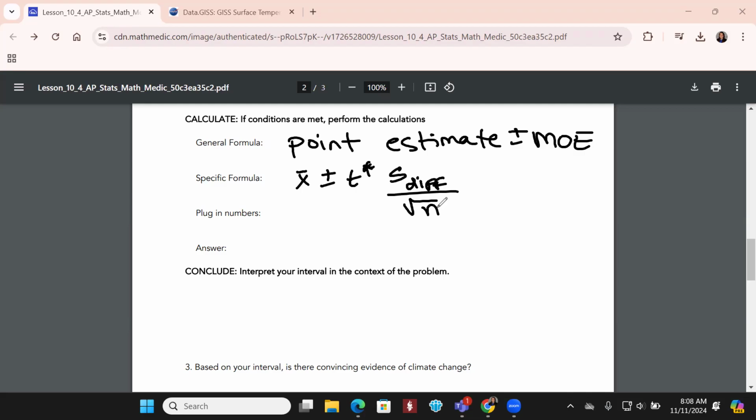All right, so let's go ahead and plug it in. All right, the critical value. Remember, we're going to use the degrees of freedom 30, and we're at a 95% confidence level. So make sure that you can read a table. Okay, and you should have gotten 2.042.